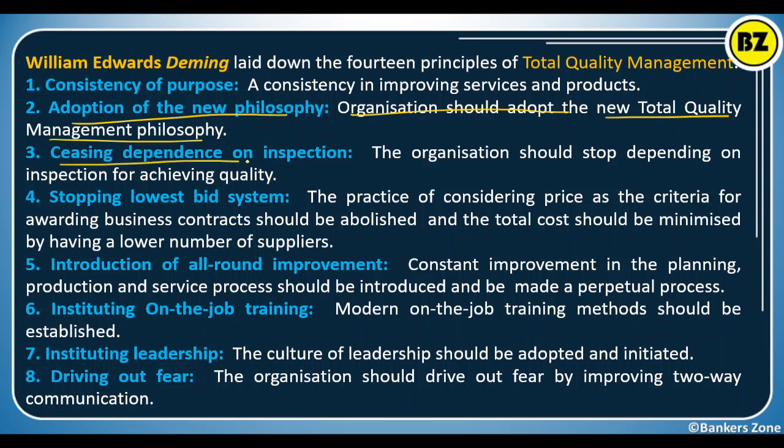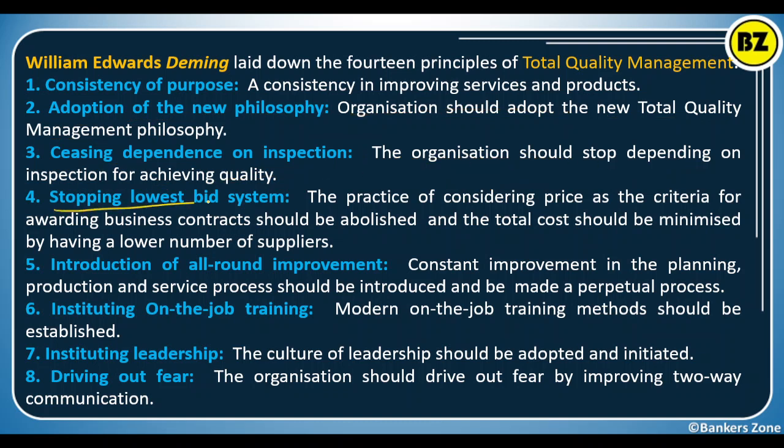Then ceasing dependence on inspection. That means your organization should not only depend on inspection. The organization should stop depending on inspection for achieving quality. To achieve quality, only inspection is not the way. There should be motivation, there should be different ways. If you only depend on quality inspection, where some people come and check the quality and report if they find something, that depending on inspection should not be enough, right?